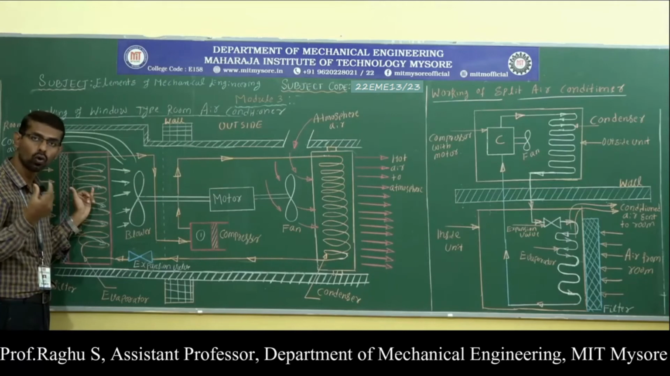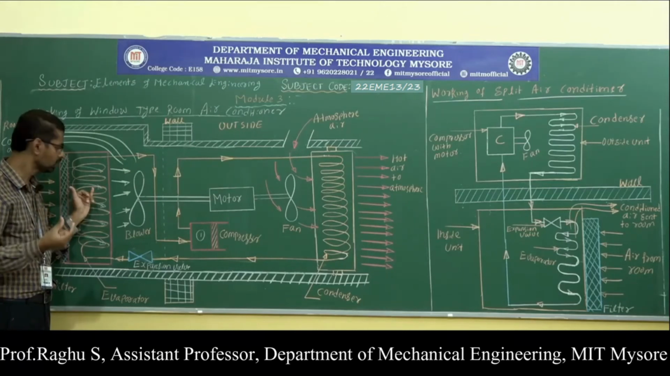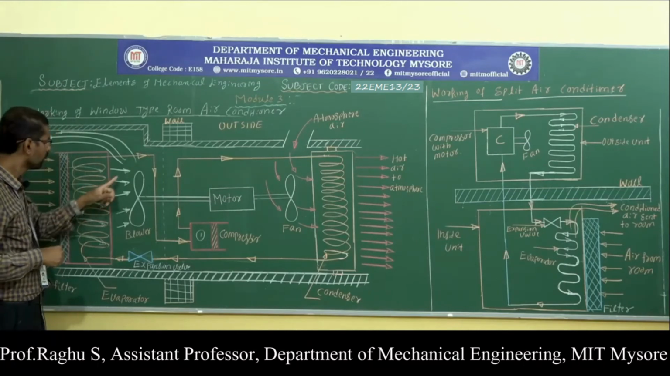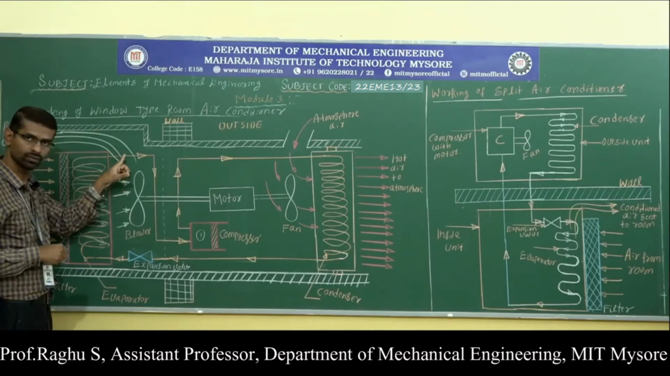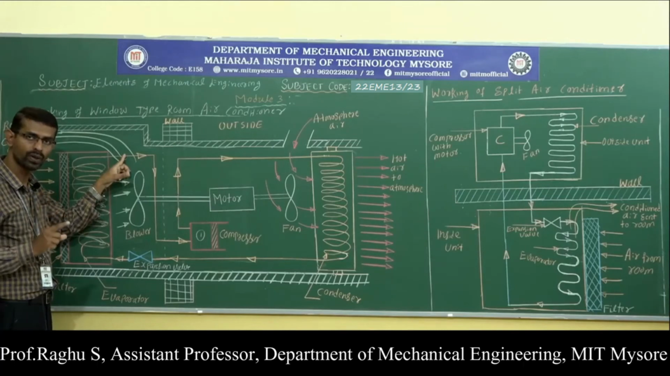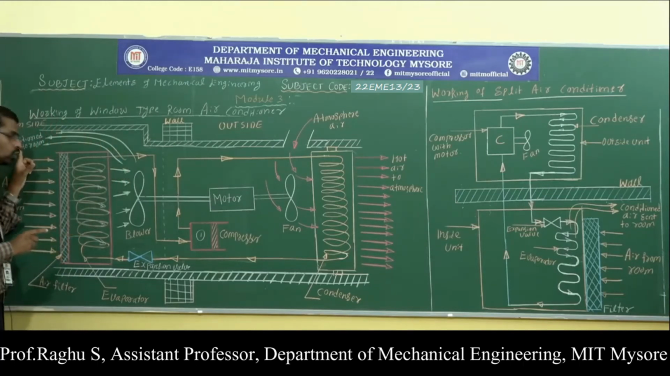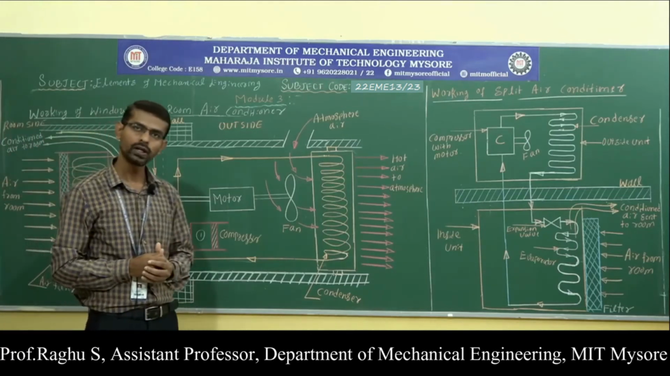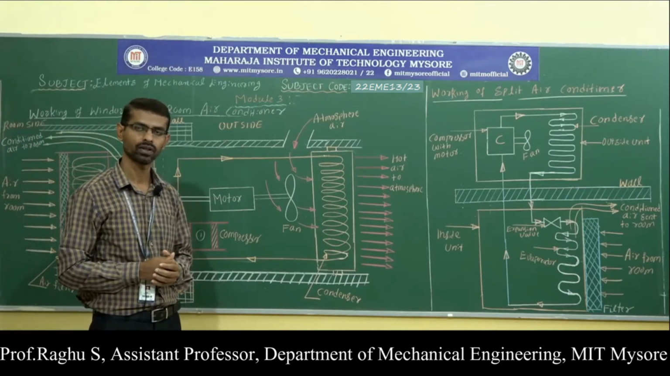When the air is cooled, it rejects its moisture. Now, the conditioned air, meaning the cold air and dehumidified air, is again sent back to the room. So, this is the working principle of the window type room air conditioner.